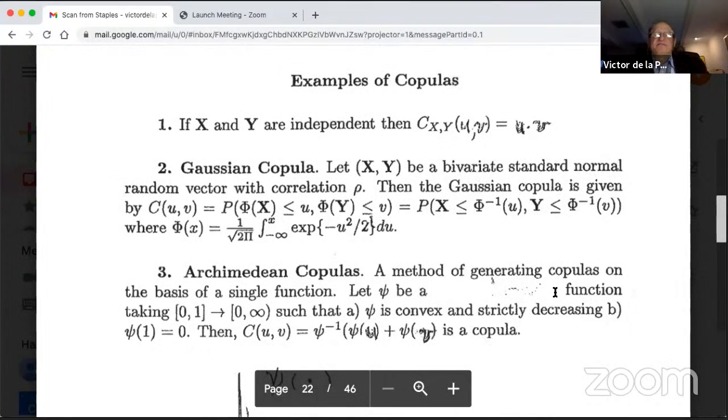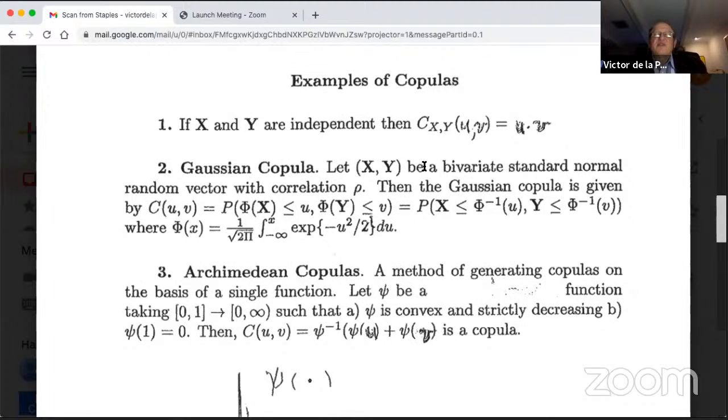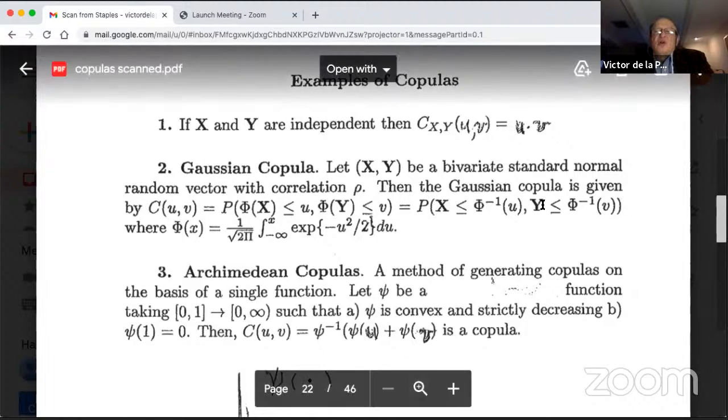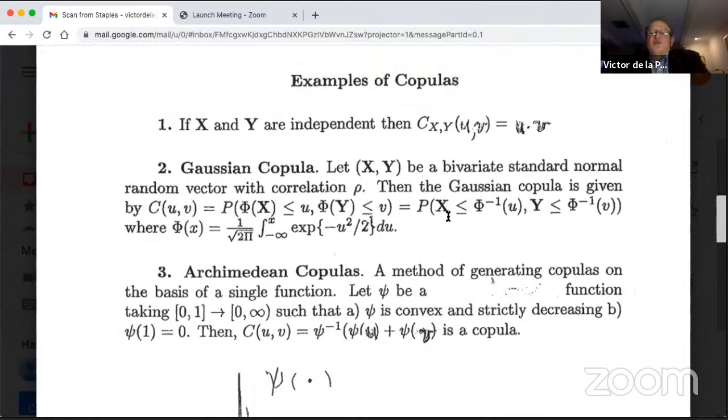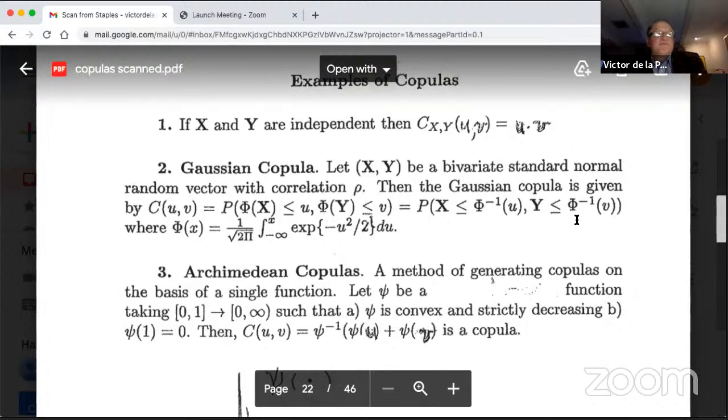Then the Gaussian copula. What you do is you take the joint distribution function of X and Y, which is a bivariate standard normal, and then you evaluate it at the marginal of X. This is the CDF of X, the probability that the normal X is less than or equal to capital X. So this is the CDF of the normal evaluated at X, and this is the CDF of the normal evaluated at Y. So basically you have the joint distribution function of the normal evaluated at the inverse distribution functions of the marginals. Okay, so that's the Gaussian copula.